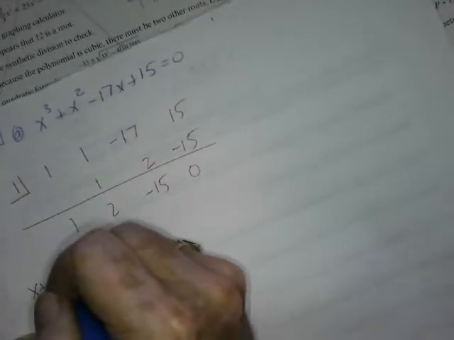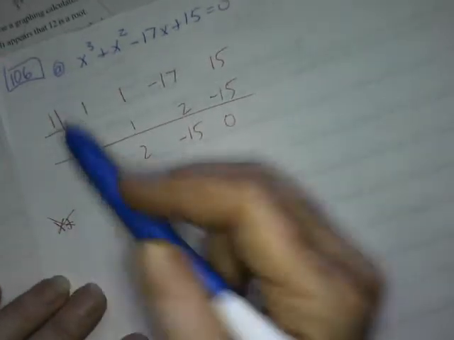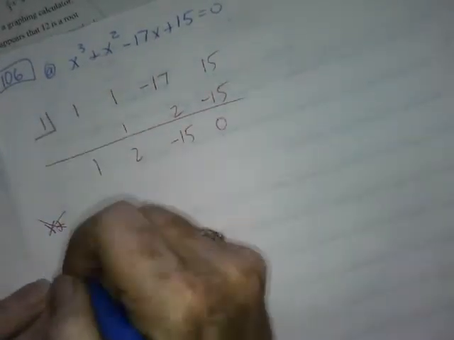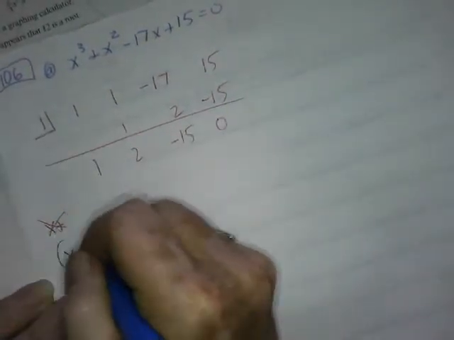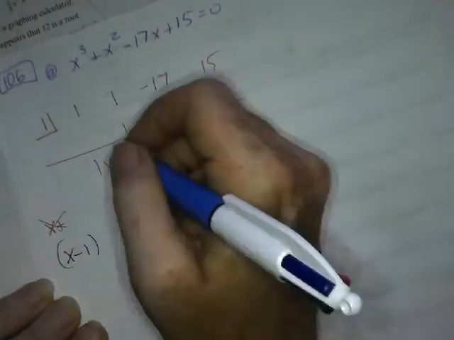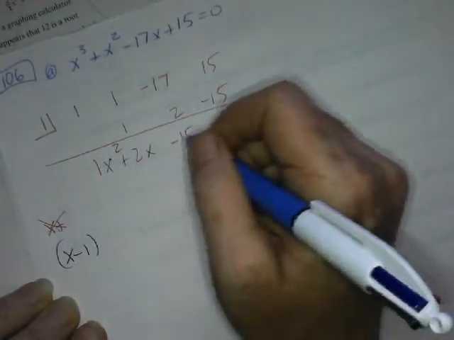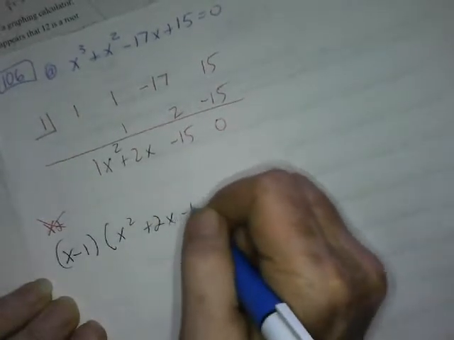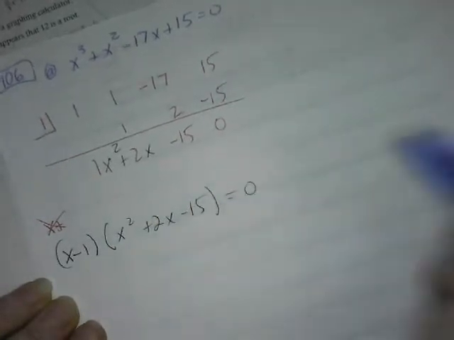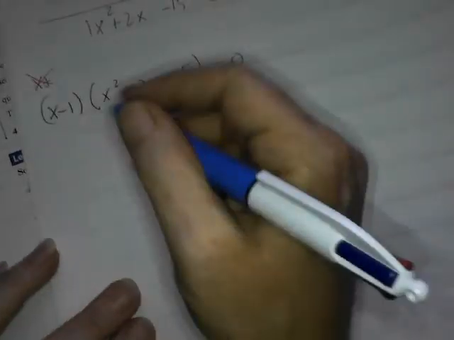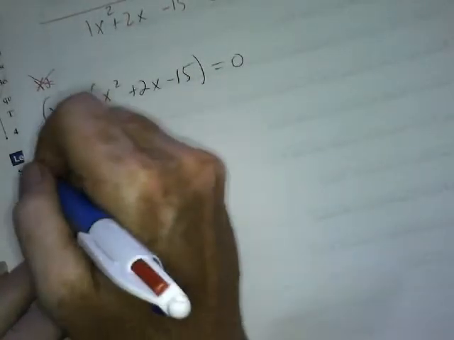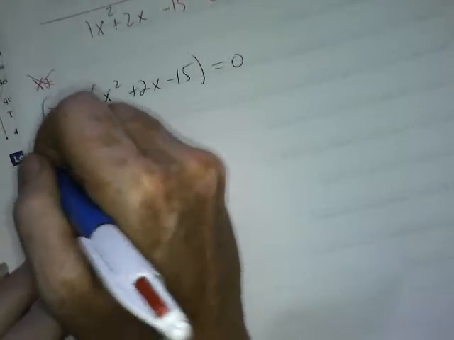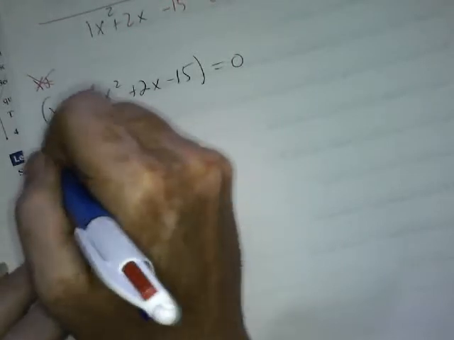So this can be written as x minus 1 times, this gives me an x squared and an x. So that'll be x squared plus 2x minus 15. Set that equal to 0. I already found one of my roots. There's a root at x equals 1, or a 0.